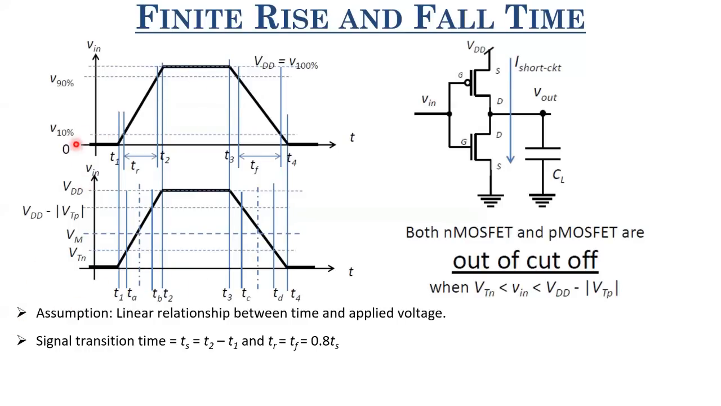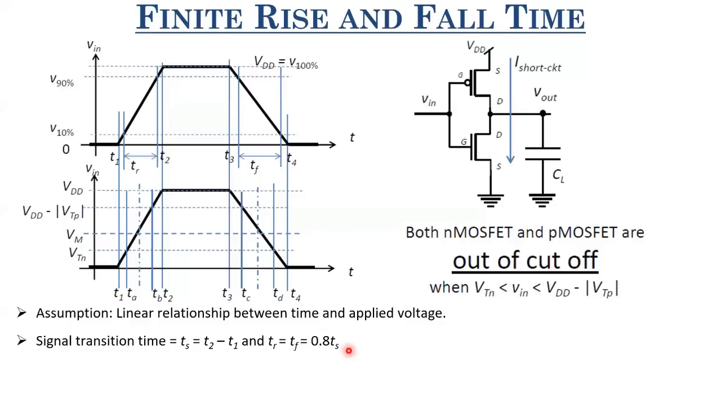Let us say that the signal transition time, that is the time it takes to go from 0 to VDD, that is T2 minus T1, is TS, the signal transition time. Now, as we defined our rise and fall times as the value going from 0.1 to 0.9 times VDD, TR equals TF, and it is nothing but 0.9 minus 0.1, that is 0.8 times TS, assuming a linear relationship. So the rise time and fall time are 0.8 times the signal transition time between 0 to VDD.